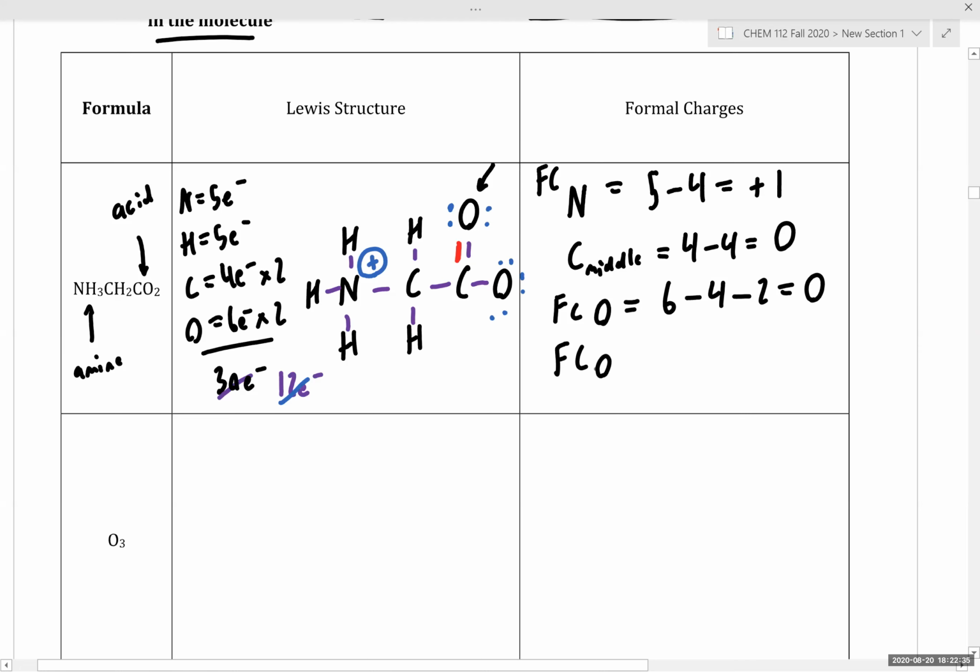Let's look at the bottom oxygen, this oxygen right here. We have a group number of 6. How many lone pairs do we have on the bottom oxygen?